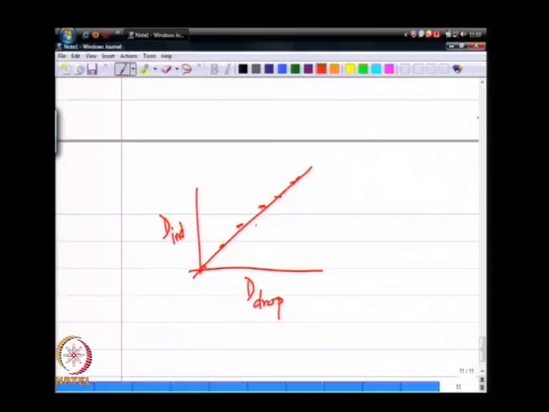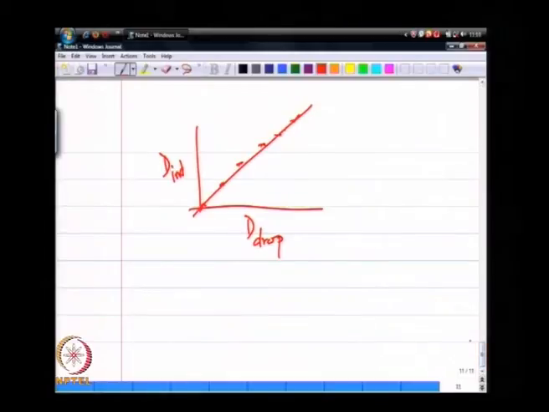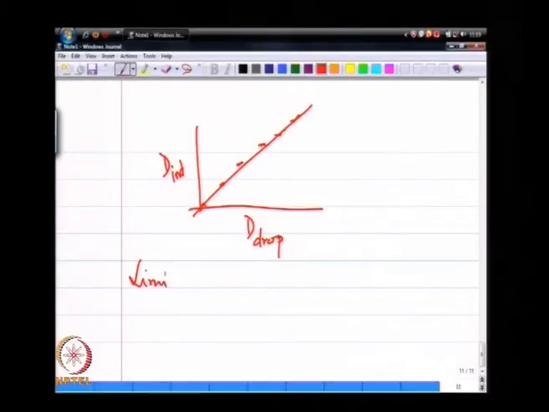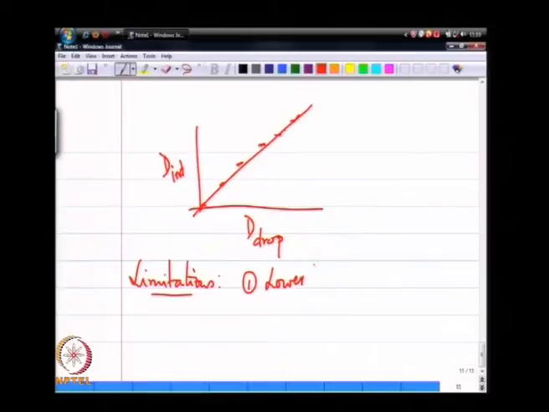So, knowing the slope of the curve, you can go to an unknown sized indentation and establish the size of the drop. So, this is actually, like I said, a very simple and reasonably accurate measure, but like in every other case we need to understand the limitations of these measurement techniques. So, what are the limitations of the wax plate technique? First, there is a lower limit below which it will not work.